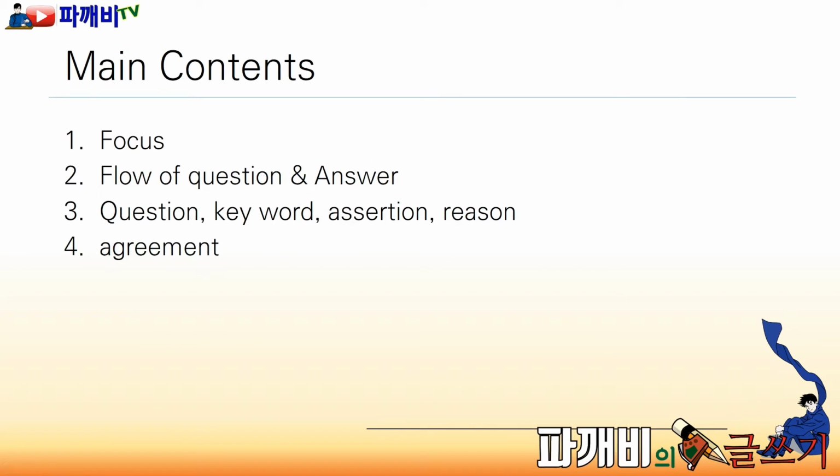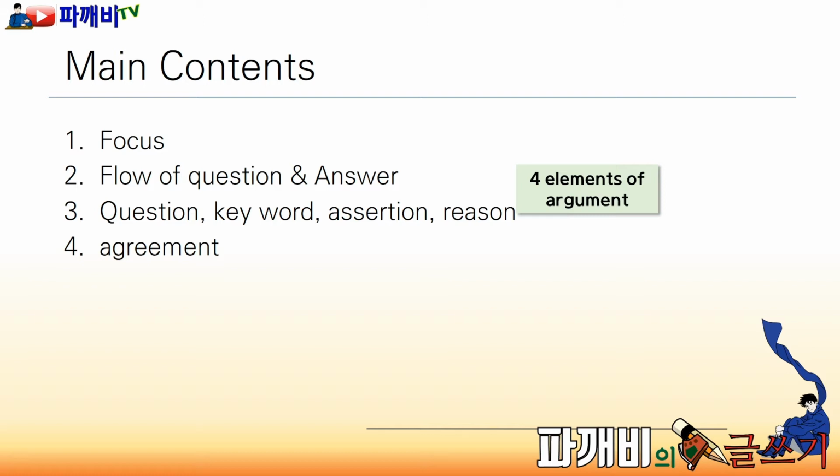6 items will be explained. Among them, first, focus. Second, flow of question-answer. Third, question, keyword, assertion, and reason. Fourth, agreement are more important. Here, let me call the third items 4 elements of our argument. I mean question, keyword, assertion, and reason.